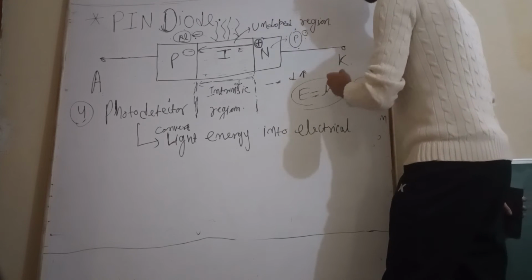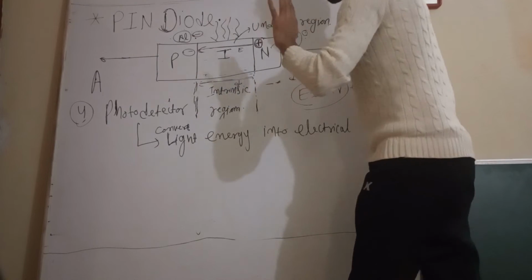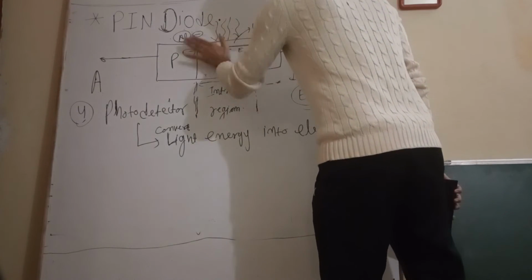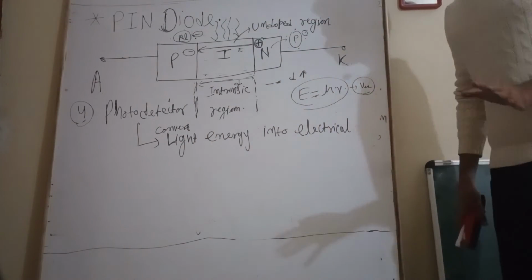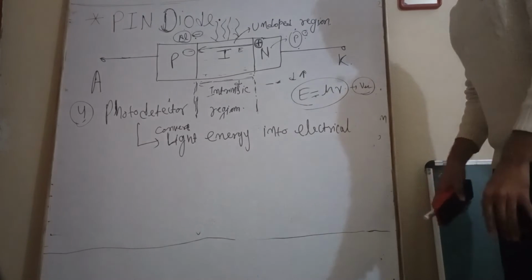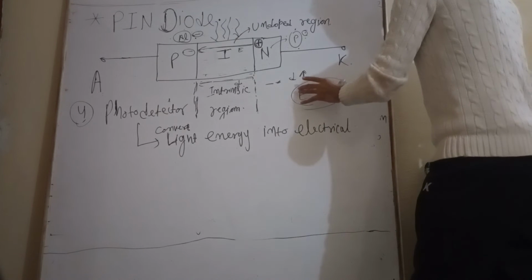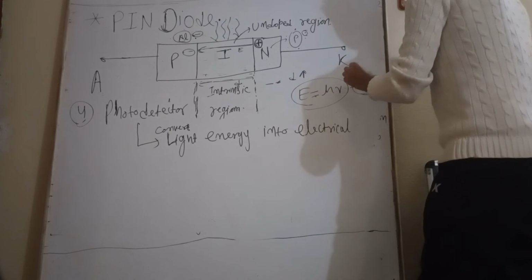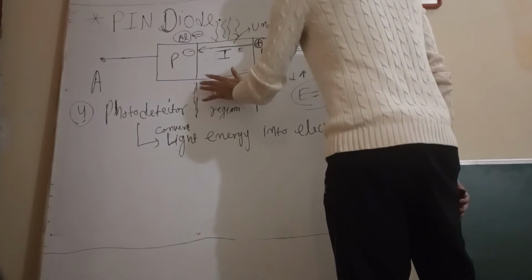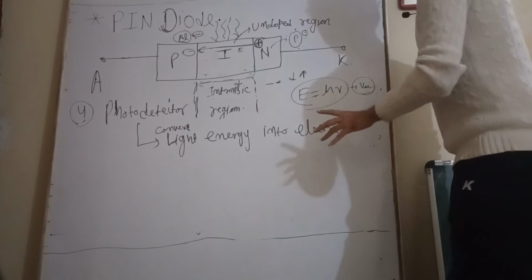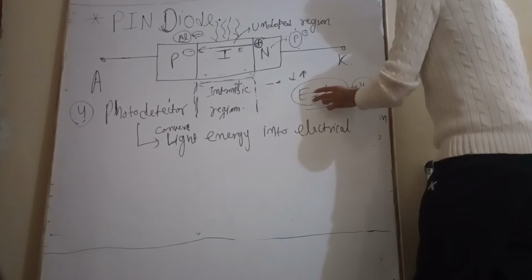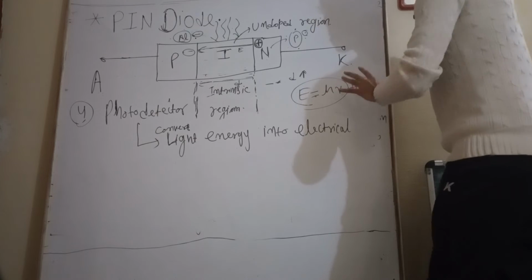They will gain enough energy, and they are able to break out of the covalent bond and become free. In this way, the current will start flowing through this device. So this is for the photodetector. The condition is that the energy of the photon should exceed the threshold, the energy band gap. This energy should be greater than the energy band gap.